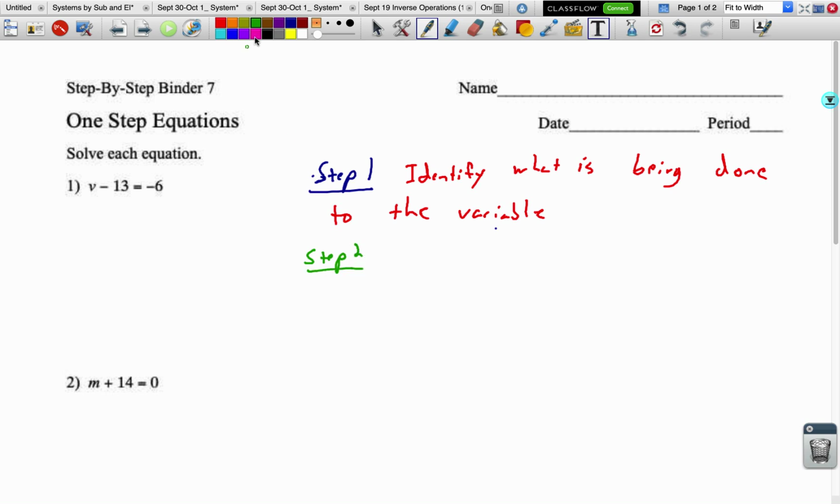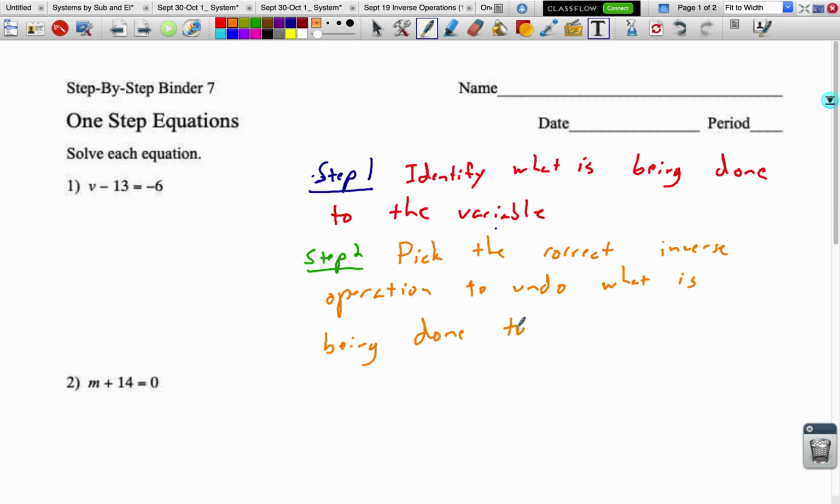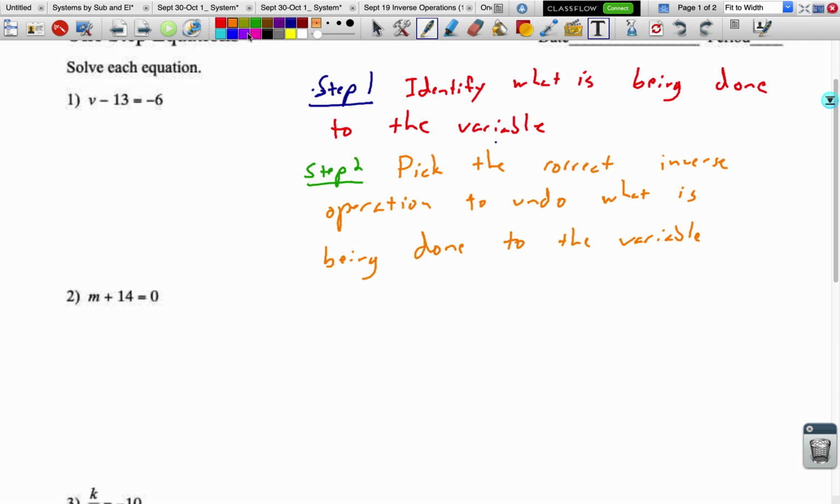In step 2, we want to pick the correct inverse operation. So this is our vocab word for the day, inverse operation. We want to pick the correct inverse operation to undo what is being done to the variable. All right, and let's create a little key for ourselves of possible inverse operations.